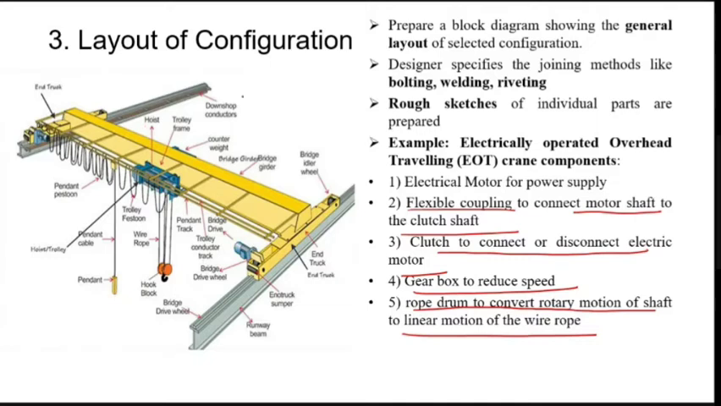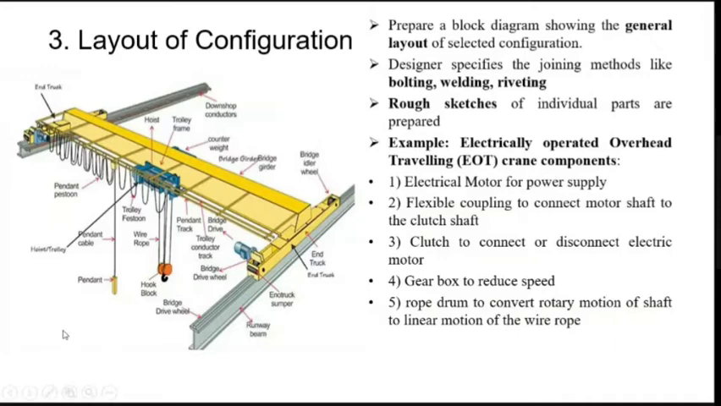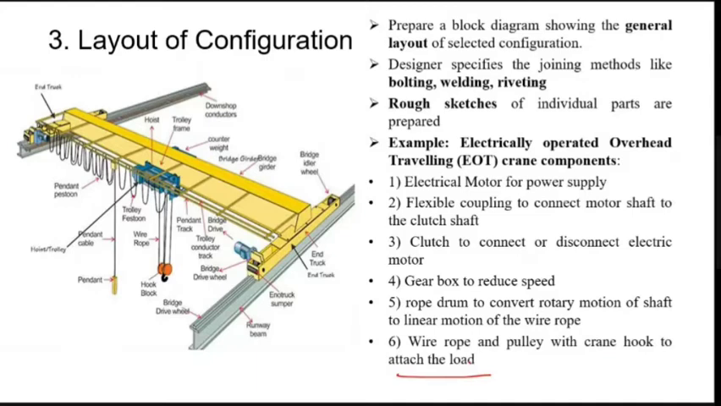You can see in this figure, all the components I have shown here. Okay, so this is nothing but the rope, right? So all these components which are shown on this particular block diagram are called the layout of configuration. Okay, wire rope and pulley with a crane hook to attach the load. Okay, so I hope you have understood this.